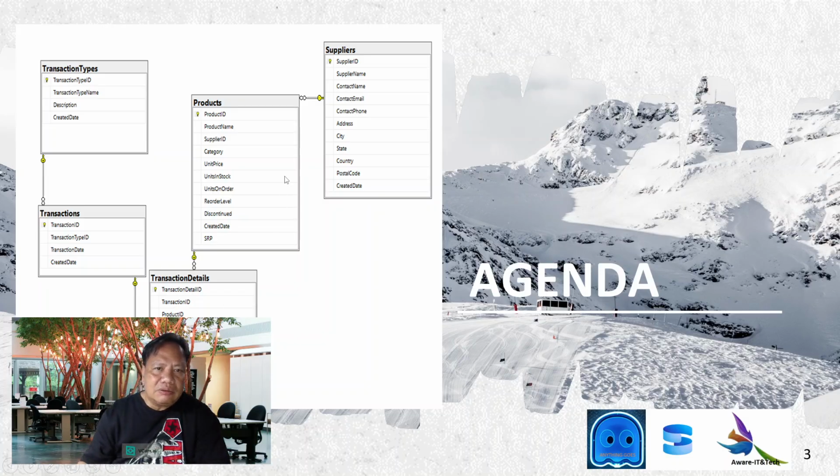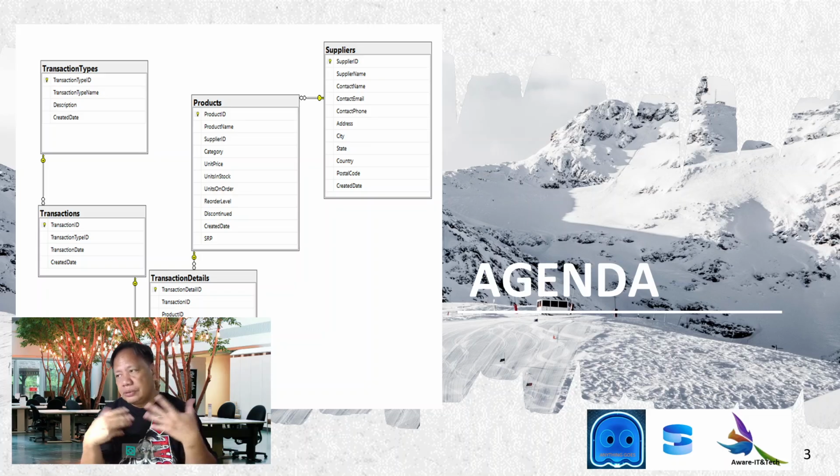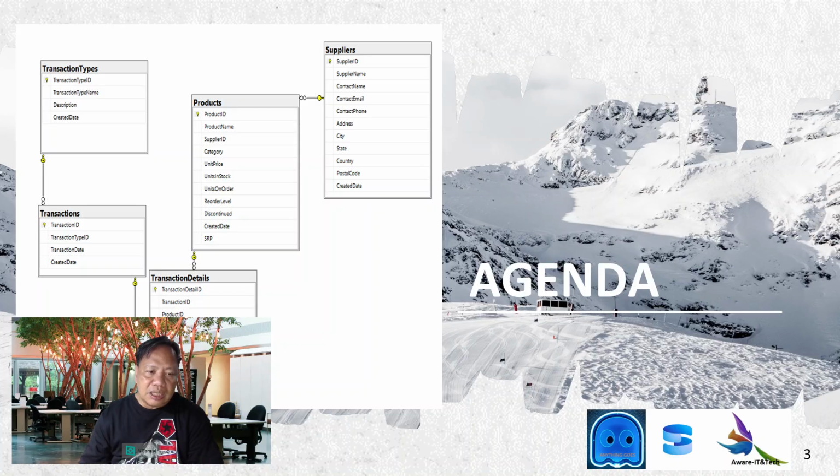Or we can only do the transactional processes here, and then have separate tables for purchase and sales. We can also do that, but for now we're just going to capture the beginning inventory: how many items were there, when that inventory was done, and what product. That's what we're trying to capture for now.